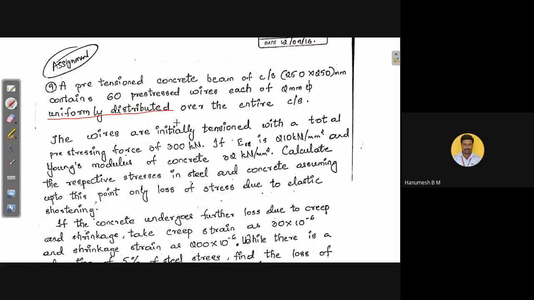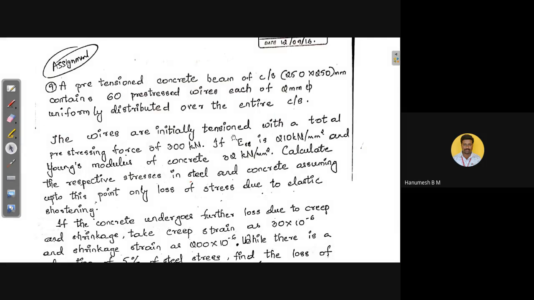Uniformly distributed implies that the CG of the concrete will coincide with the CG of the steel. CG means center of gravity. It implies that the eccentricity, the distance between the CG of the concrete and the CG of the steel, is equal to 0. So this is the meaning of this statement. Now we move to the remaining data.